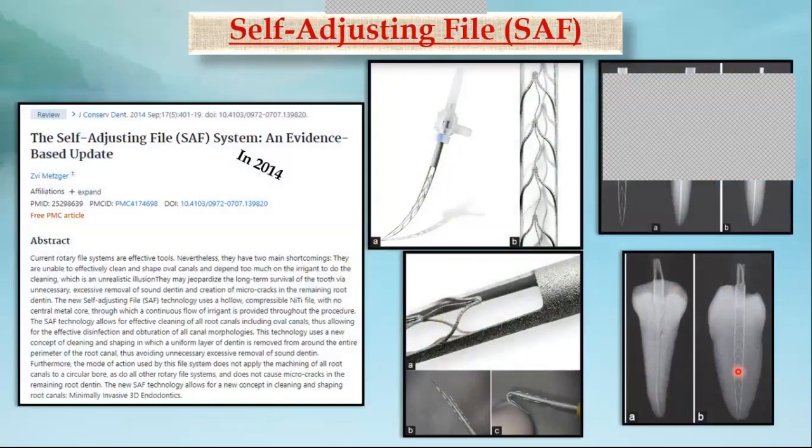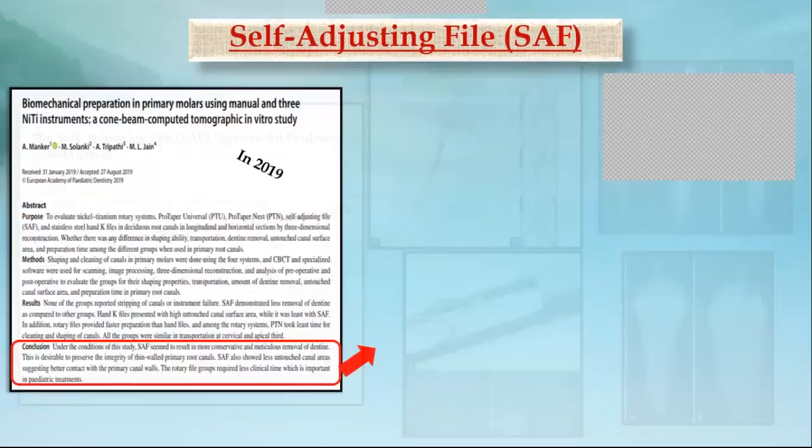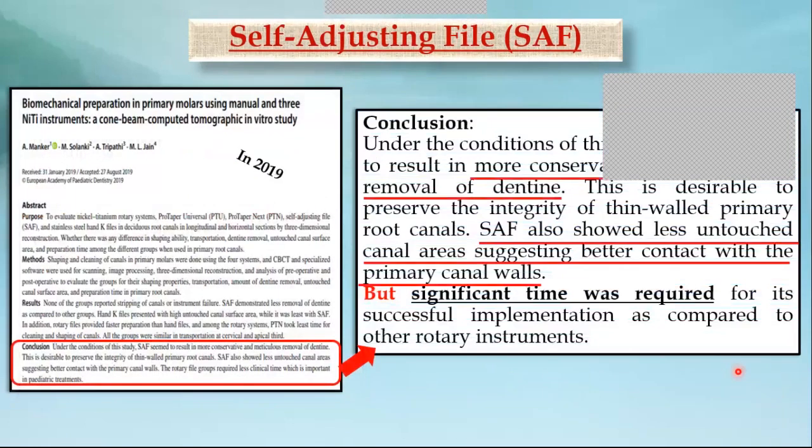According to Metzger in 2014, the SAF technology allows for a new concept in root canal cleaning and shaping, which is the minimally invasive three-dimensional endodontics. Through the three-dimensional scraping effect of the file, the preservation of dentine, and the continuous delivery of fresh irrigant throughout the procedure. However, the SAF technology didn't gain popularity due to the need of additional special handpieces to operate this file, and the significant time needed for its successful implementation compared to other nickel titanium files.